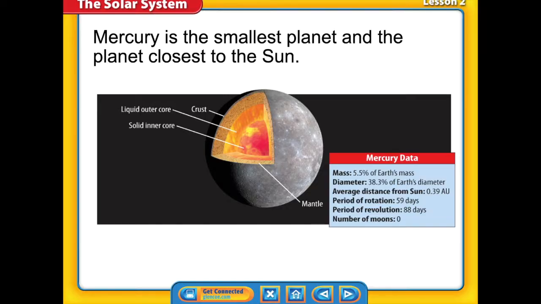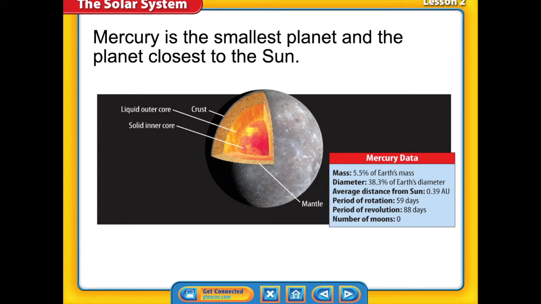For diameter, this is your next circle. Diameter, you can see this on the screen. The diameter is 38.3% of Earth's diameter. So write down 38.3% of Earth's diameter. 38.3.